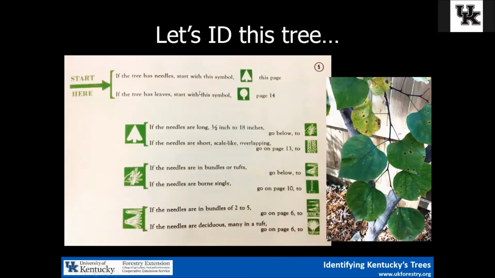We're going to start at the top again. Does the tree have needles? Does this tree have leaves? What do you guys think? Yep, I think clearly it has leaves, a nice broad heart-shaped leaf.